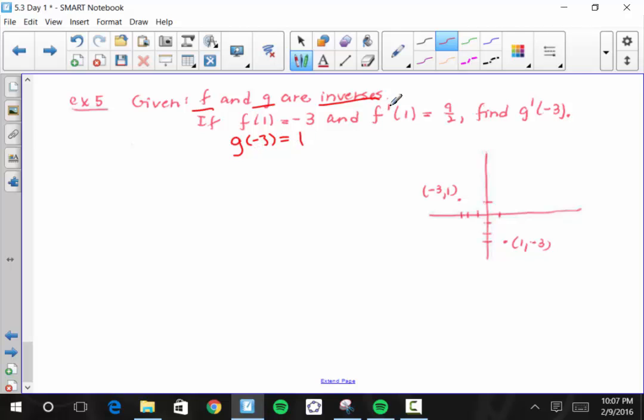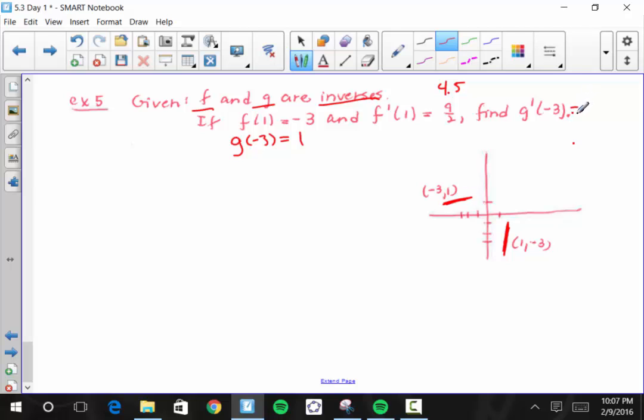They tell us that f prime of 1 is equal to 9/2, which is exactly 4.5. So that's a fairly steep slope. If I were to graph that, it maybe looks something like this. And they say find g prime of -3. Well, we know that this will be the reciprocal of 9/2. So we know it's going to be something nice and flat like this right there.